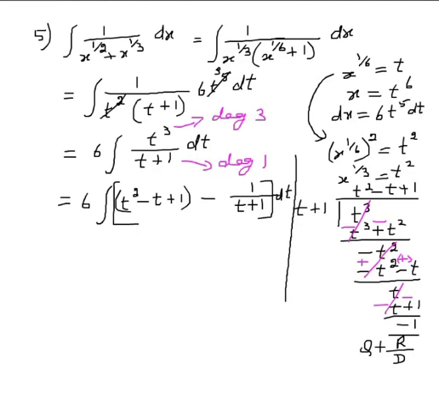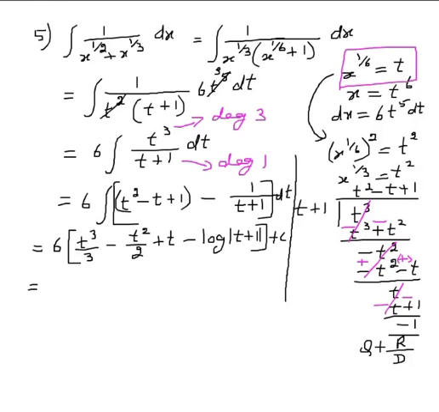Now each term could be integrated easily. 6 times integral of t square is t cube divided by 3, and integral of t is t square divided by 2, and integral of 1 is t, and this is log of absolute value of t plus 1 plus c. We have to substitute for t. See the substitution which we took? t is x raised to 1 by 6.